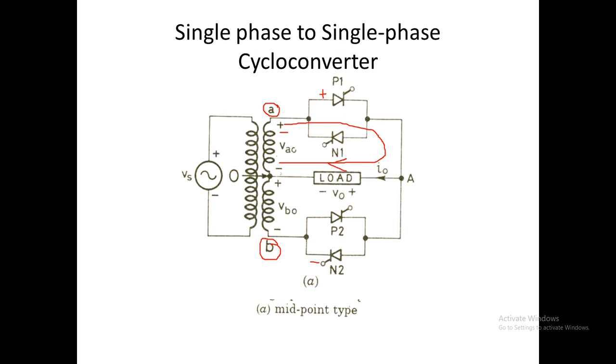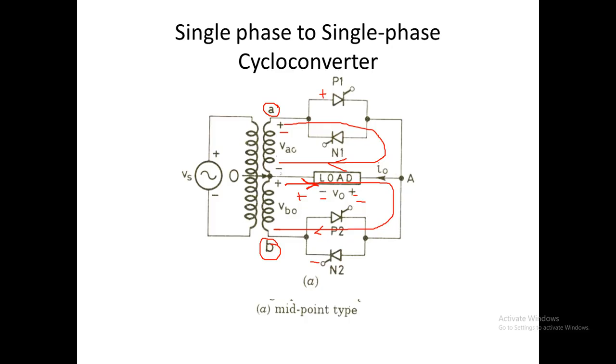Next, we can also try triggering N2. If we trigger N2, this will be positive and the current will flow in this direction. So here the current direction will be opposite to that of the previous case. This will be the positive direction and this will be the negative direction. So here we can obtain the positive and negative cycles.